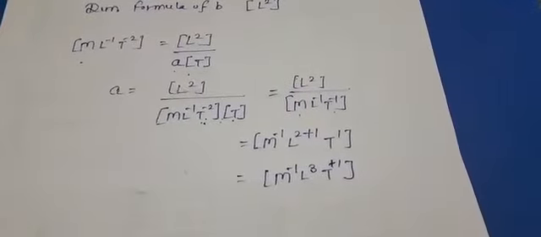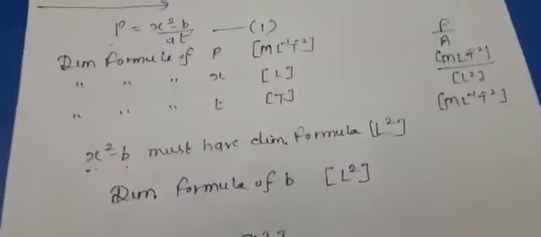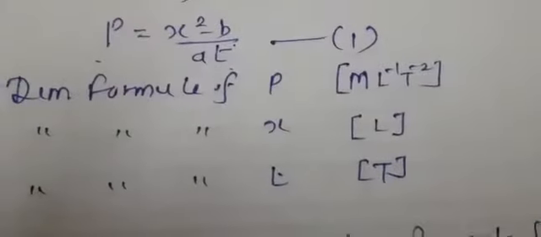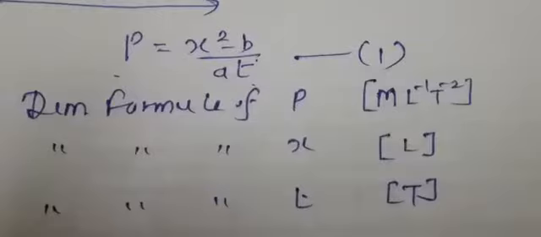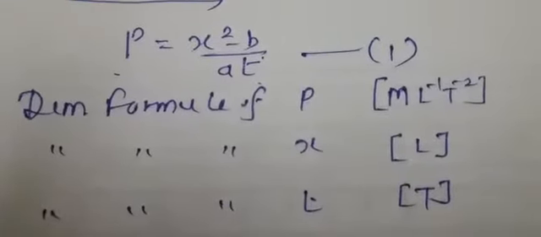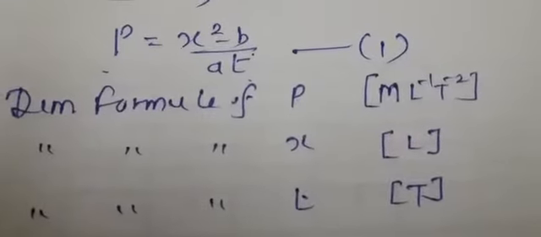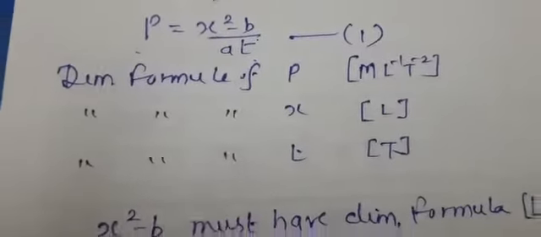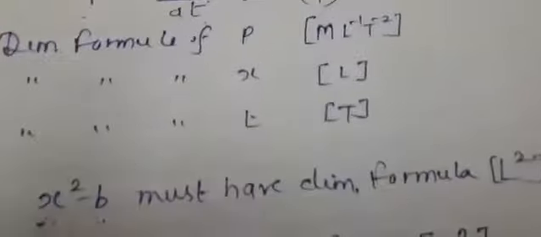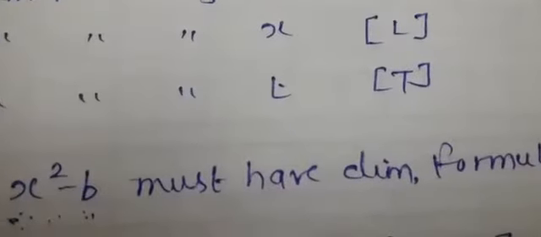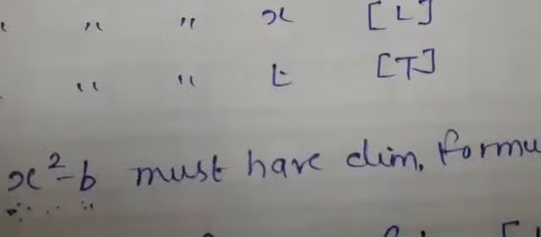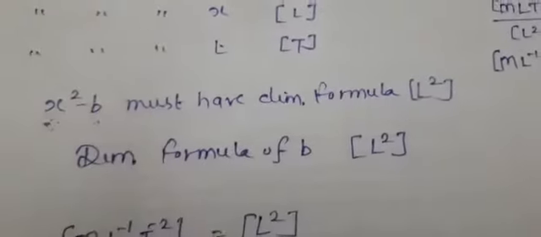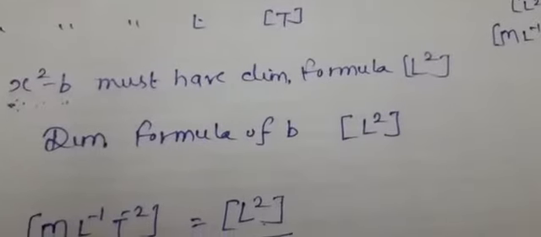So here you can see the steps which we have used. First of all, the relation is given to be correct. That's why they have asked only the dimension formula of A and B. So the first step should be that we must know the dimension formula of each term. Then after this, as x square minus b must have the same dimension formula because only like quantities can be added or subtracted, it is having formula L2. So the dimension formula of b will be the same.